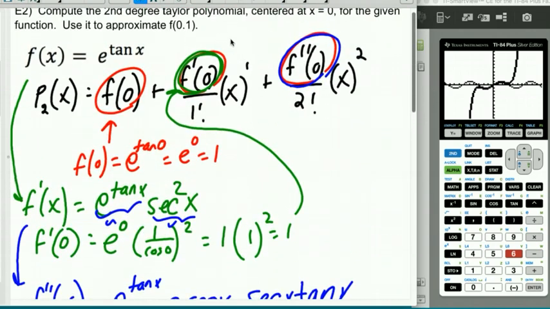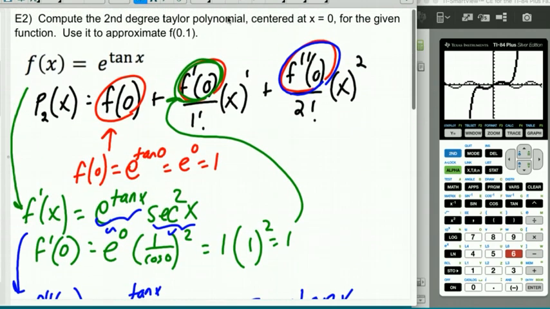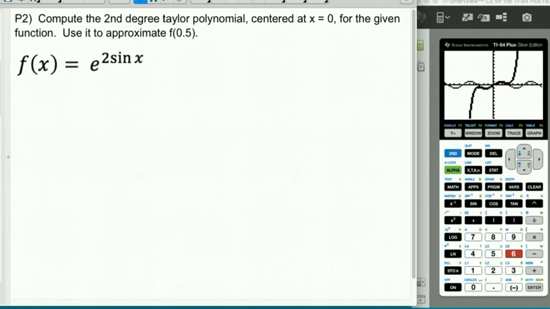But notice that this is a question that gives you 2 prompts, right? It says, hey, write the second degree Taylor polynomial, then use it, right? And that's kind of the gist. All right, so you're going to go ahead and give that a try on P2. Same thing, we're going to do a second degree Taylor polynomial, and then we're going to use 0.5s because I thought that those weren't awful to have to square or multiply and such.